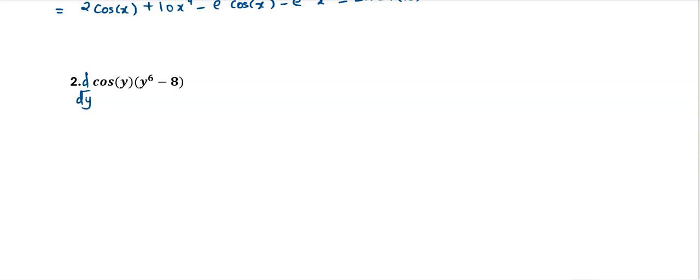Here, d by dy, we can change the variable from x to y. So no need to worry, the rule is the same. But what you are doing for x, do it for y. It can be t, u, v, w, anything. Okay, so this is u, this is v. So u equals cosine of y, v equals y power 6 minus 8.